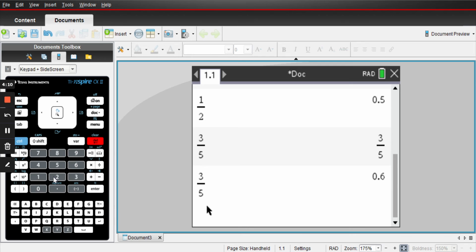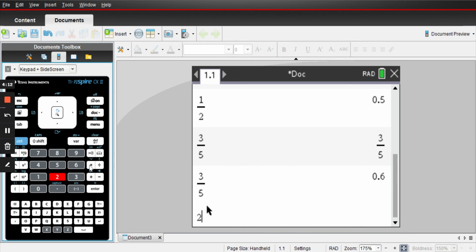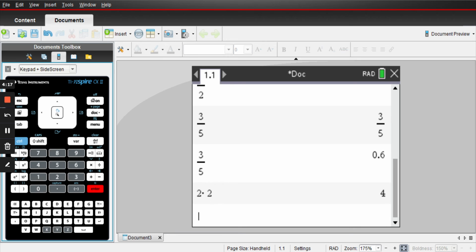I'm going to show you how to do powers. Now we know that 2 times 2 equals 4. But what about 2 to the power of 2? I can press 2, and on the left-hand side I've got an x to the 2. Gives me 2 squared, press enter, I end up with 2 squared, which is 4.